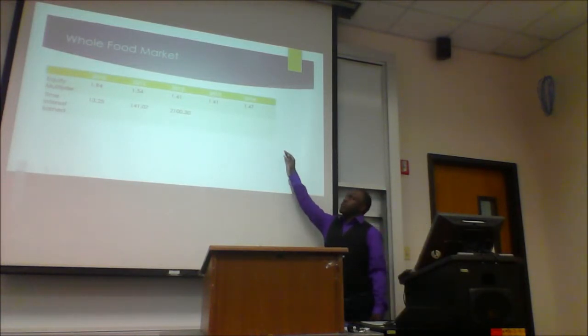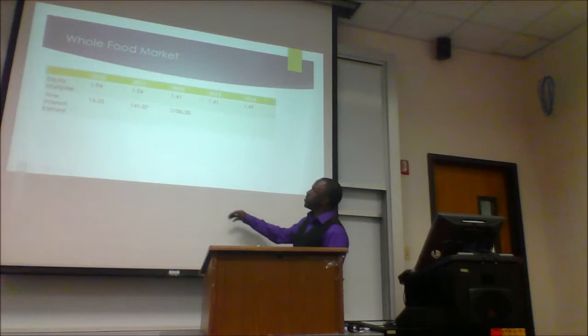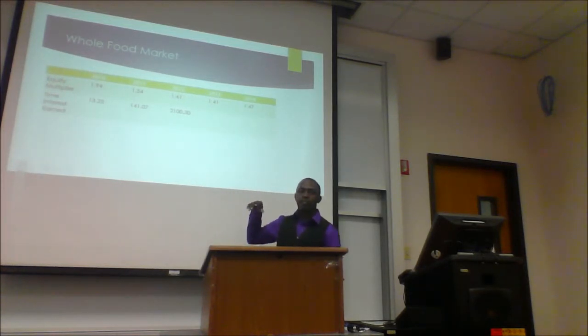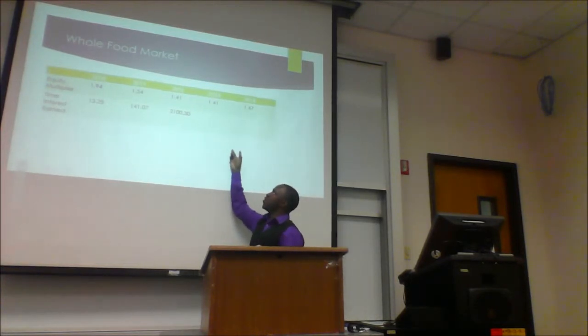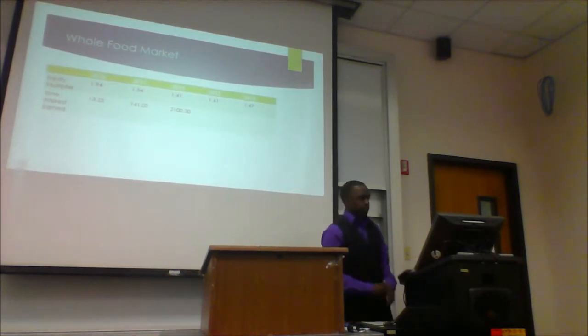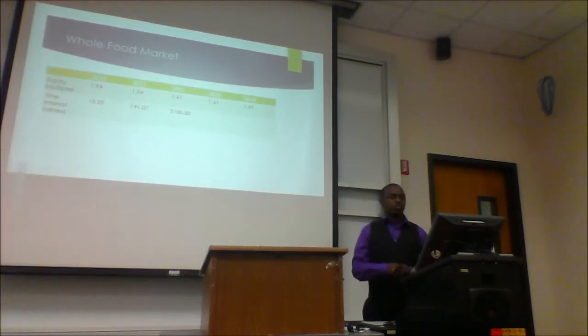Keep in mind that you want the equity multiplier to be low and you want the times interest earned to be high. The times interest earned for 2012 was 2,100.30, which is fairly high. They must have had a good year that year. In 2013 and 2014, they had no times interest earned, which makes you wonder what happened in 2013 and 2014.